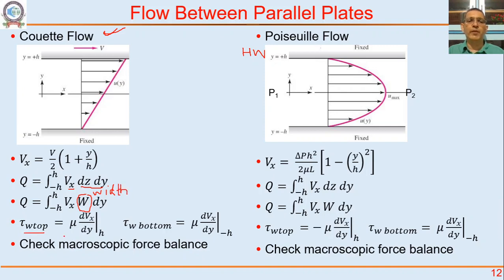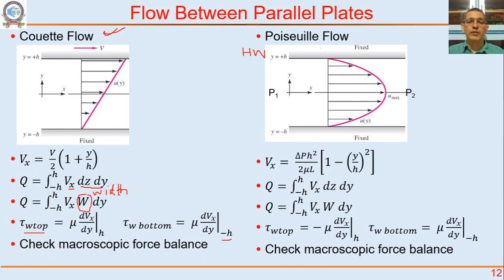Tau W at the top plate is mu dVx by dy at H. Tau W at the bottom plate is mu dVx by dy at minus H. Okay. Make sure, take care of the signs. Whether it is minus sign, plus sign. Vx is increasing with Y, so there is no need for a minus sign.